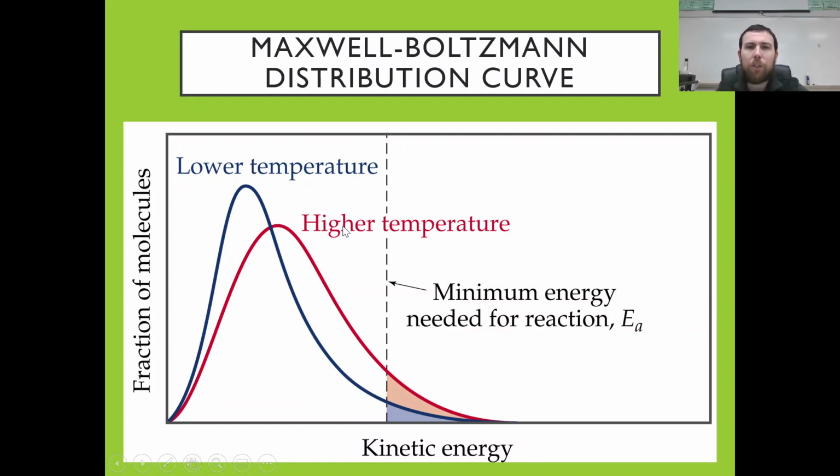But if we weren't told that information, we should be able to deduce that the blue curve has less area shaded past that activation energy than the red curve does, so red would be at a higher temperature and blue would be at a lower temperature. Okay, so be sure that you can understand and explain what's going on here with that Maxwell-Boltzmann distribution curve.